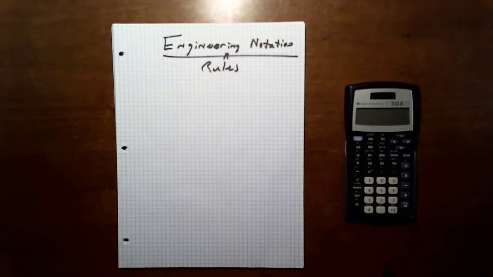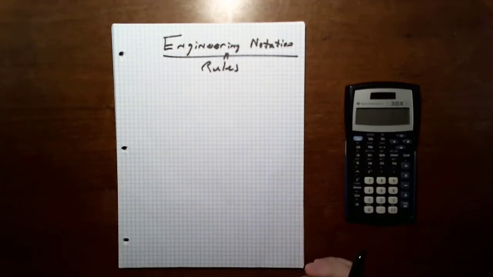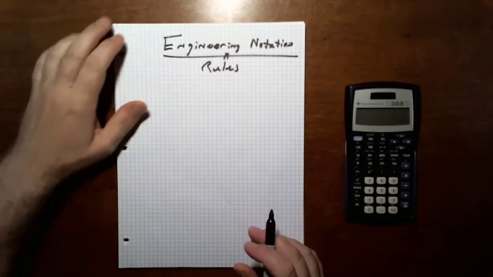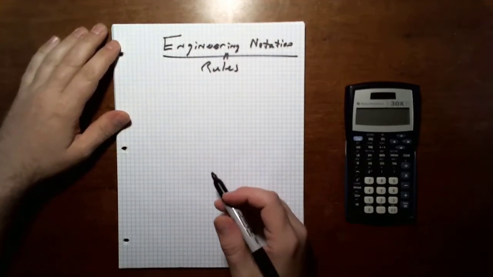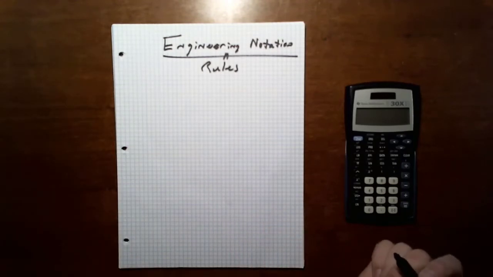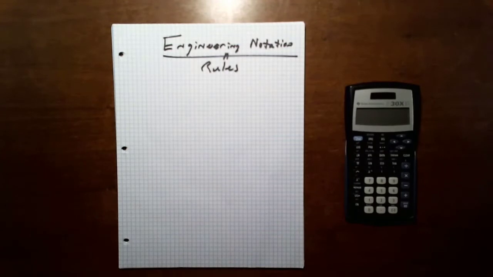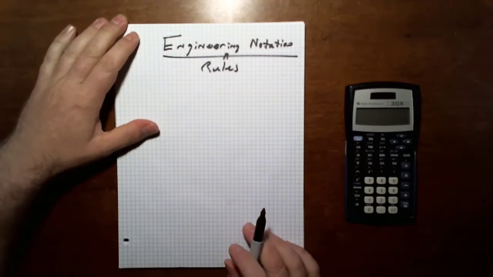Okay, everyone, we're going to talk a little bit about engineering notation rules during this session. First of all, what is engineering notation? You've probably heard about scientific notation. Scientific notation would be when we express a number as one number to the left of a decimal point, and then some more numbers to the right of a decimal point, and then times 10 to some sort of power.